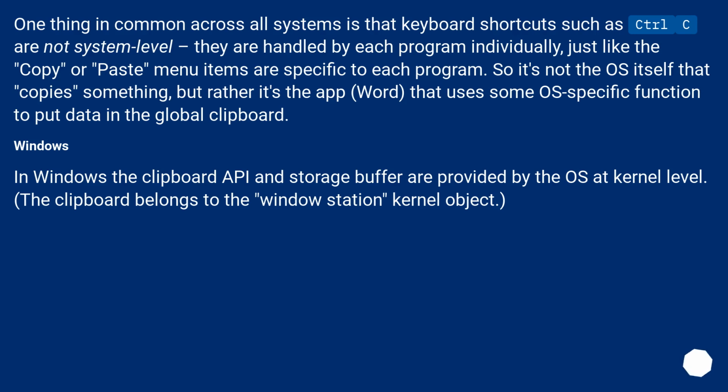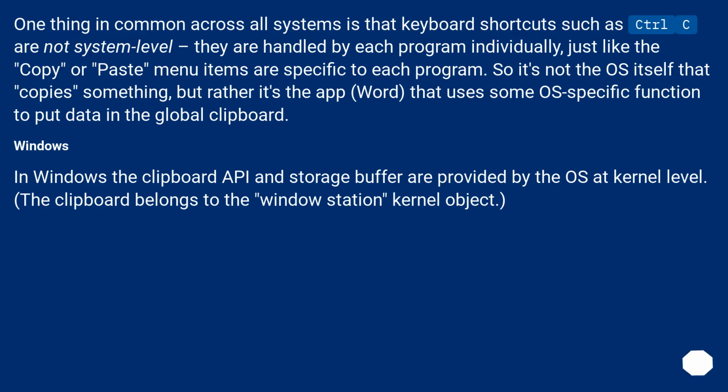One thing in common across all systems is that keyboard shortcuts such as Ctrl+C are not system level, they are handled by each program individually, just like the copy or paste menu items are specific to each program. So it's not the OS itself that copies something, but rather it's the app, Word, that uses some OS-specific function to put data in the global clipboard.